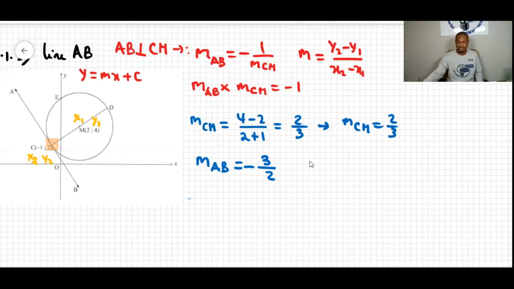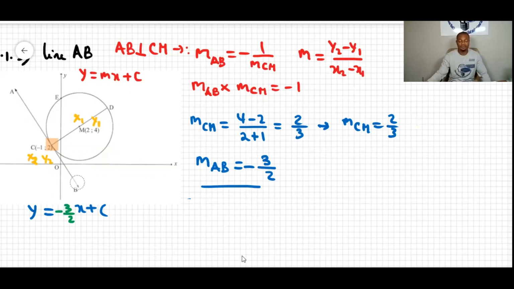So now we have found the gradient of the tangent line. We're going to use this to work out the tangent line itself. So the tangent is given by y equals mx plus c, where m is the gradient. m is now equal to -3 over 2. Then you can see this is the form of the equation of this line.